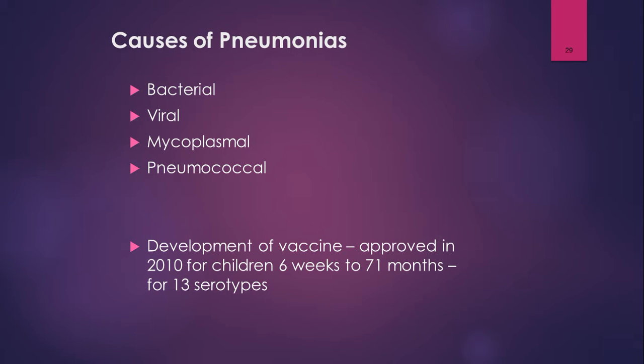Causes of pneumonia include bacterial, viral, mycoplasmal, and pneumococcal. A vaccine was approved in 2010 for children 6 weeks to 71 months. It provides protection for 13 serotypes. Viral pneumonia occurs more frequently than bacterial pneumonia.